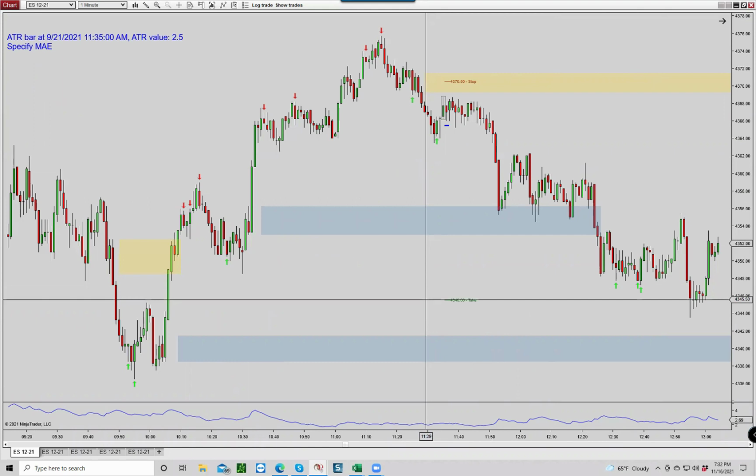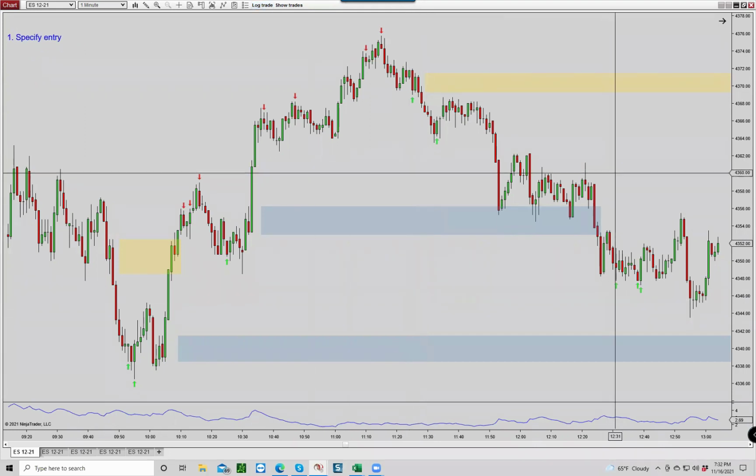Can anyone tell me how much money that is on one contract? Anyone? Come on, the ES is a popular instrument. Come on, someone knows the answer to this. It's 20 points. How much is the ES worth per point? $50. What is 50 times 20? It is $1,000, guys. All right, let's keep going.